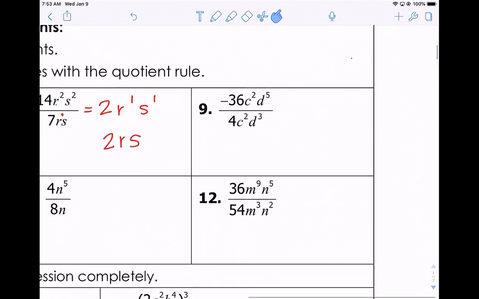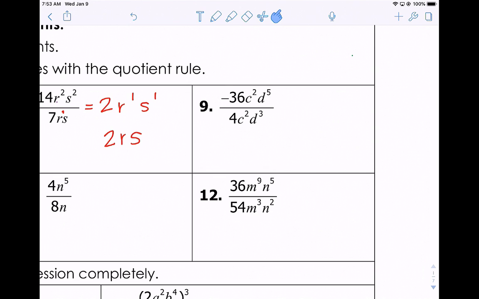Number 9, we have negative 36 divided by 4. So that is a negative 9. And then we have c squared divided by c squared. So we've seen 2 examples like this. Basically, those are just going to cancel each other out. If you wanted to write c to the 0, you could, but it would be perfectly fine to also just not put that at all. We know that's just going to cancel each other out.